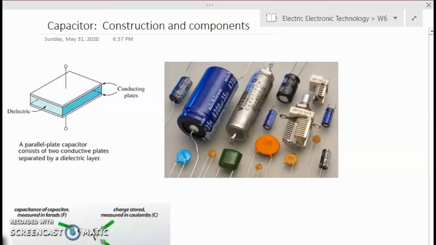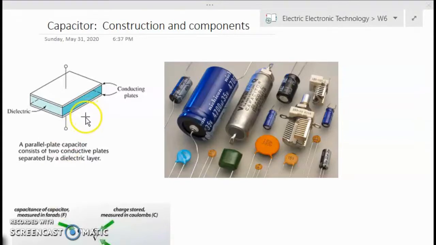So for week 6, we're going to tackle the chapter on capacitor and inductor. We'll start with the first part of the video on capacitor, and then we'll go into the topic of inductor. So let's begin with capacitor. What makes a capacitor?